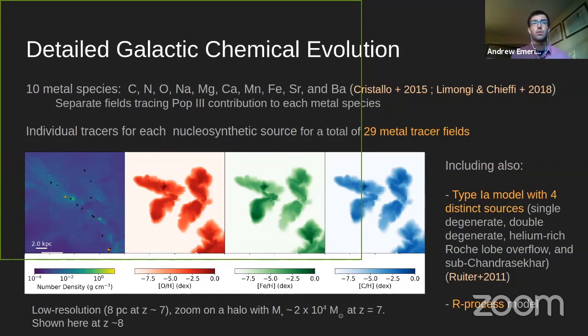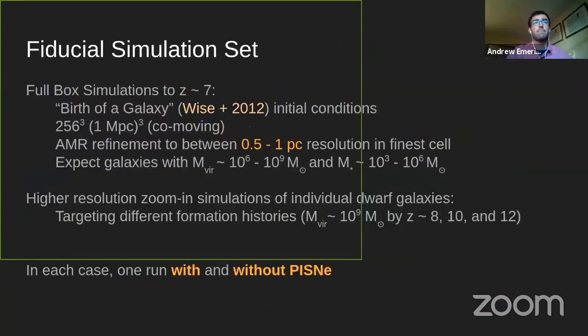because we also include tracers for each individual source, like POP3 core collapse supernovae, POP3 pair-instability supernovae, and a type 1a model with 4 distinct sources to try and distinguish between origins of different type 1a elements. And in addition to this, an R process model for R process enrichment.